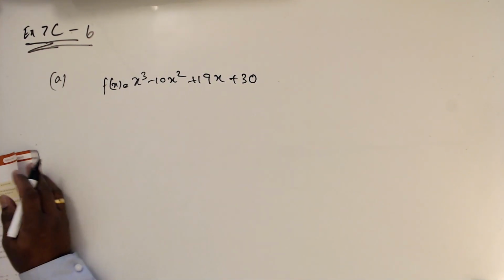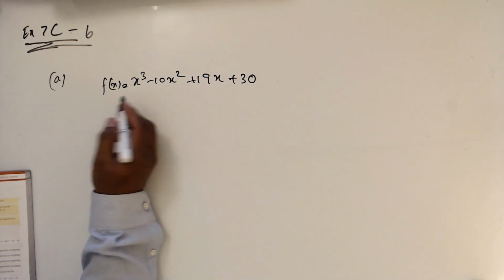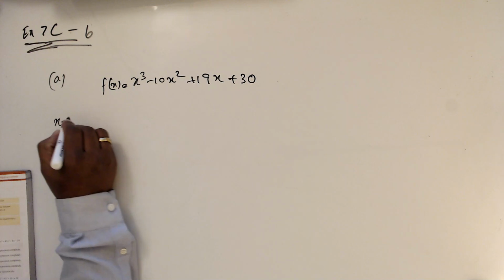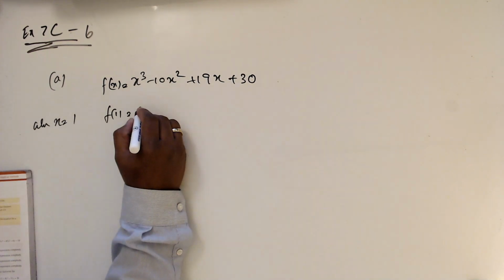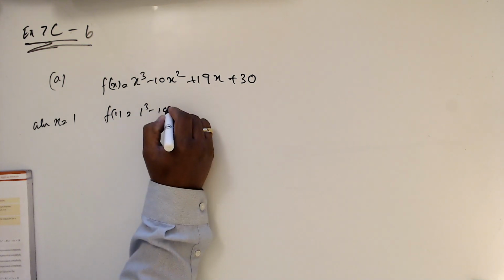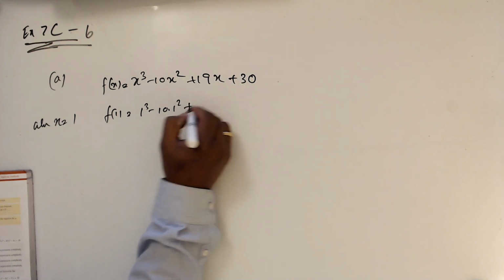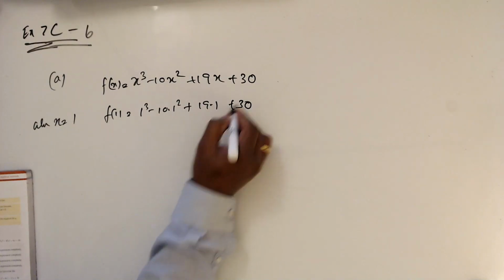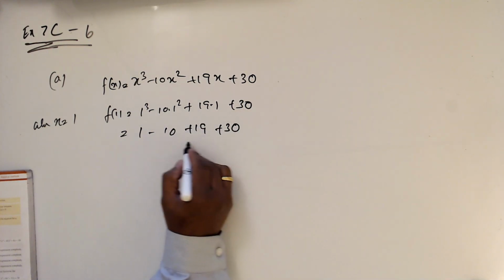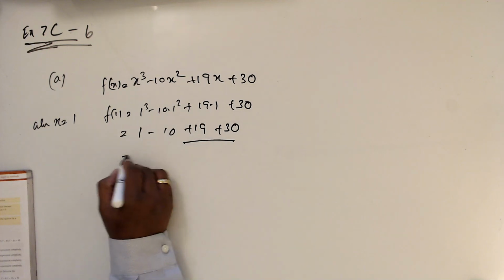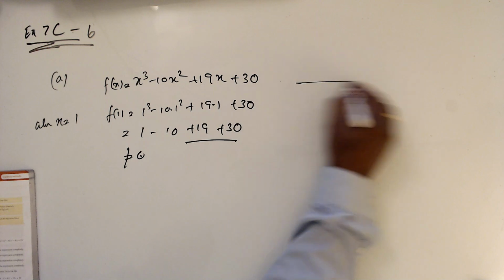Now I need to find, first of all, any number that makes it 0. I will take x equal 1. f(1) equals 1 cube minus 10 times 1 square plus 19 times 1 plus 30, which is 1 minus 10 plus 19 plus 30. This becomes bigger and it can't be equal to 0. So the case failed.